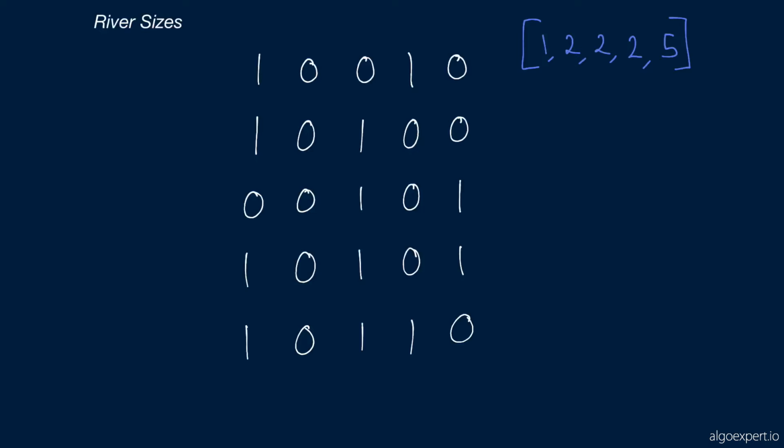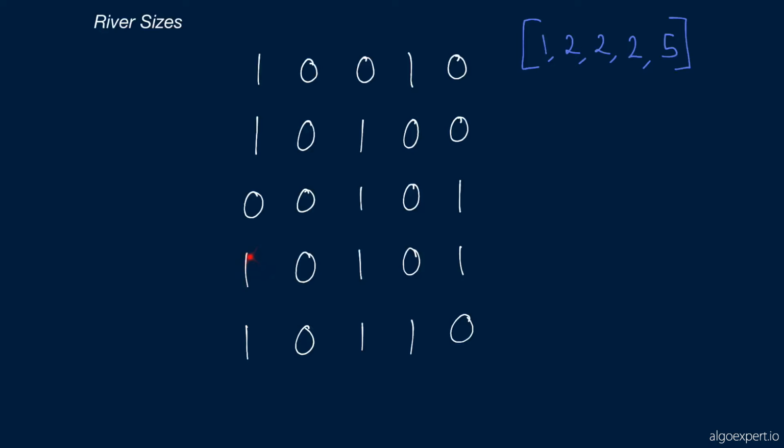So in the example matrix that I've got in front of me here, we can see that there are exactly 5 rivers. And they're of sizes 1, 2, 2, 2, and 5. So here in the top left corner, we can see a river of size 2, because there are 2 ones next to each other vertically.